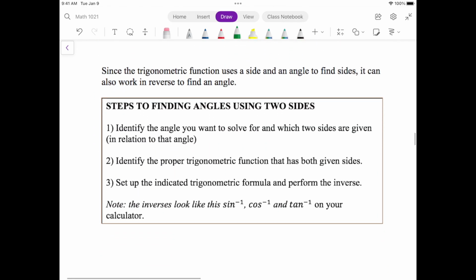So now let's take a look at what we do if we want to find the angle when we're given two sides. The first couple steps are the same. You want to identify the angle you are solving for and use that to label the sides. So our first step is still label the sides. Choose which trigonometric function you're going to be using. And then we're going to cross multiply and use the inverse in order to find the angle itself.